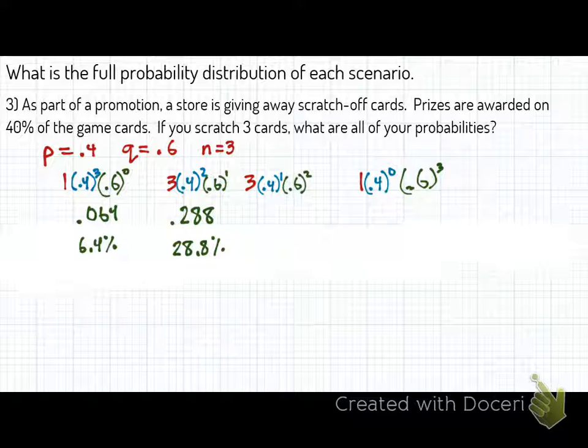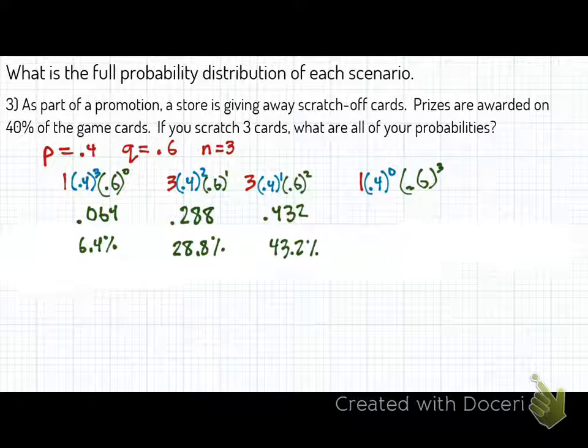Okay, what about you getting only 1 winning card out of the 3? What's the percentage? We're all doing this. Everyone needs to participate when I'm asking you to calculate, okay? 43.2%. Okay, we got 0.432, which is 43.2%. Good.